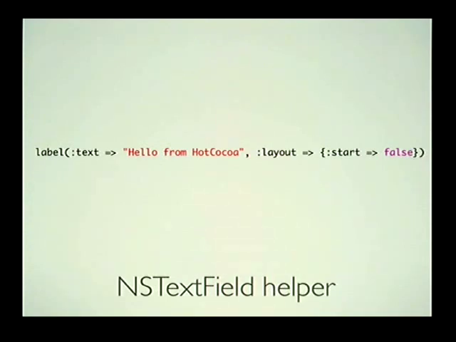A label is just a text field, but NSTextField can do a lot of different things. You can use a text field to do a lot of things, and label is a special helper that already has some of the settings. So, for instance, you cannot edit this text field, so that's why it's a label. And all of that is done directly for you in HotCocoa. So you say label, this is the text for my label.